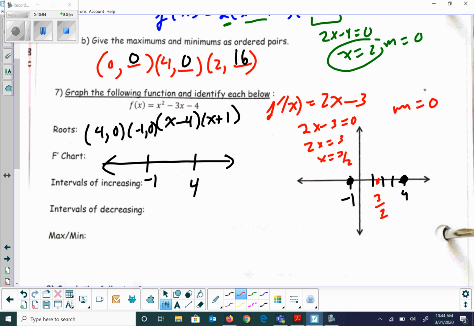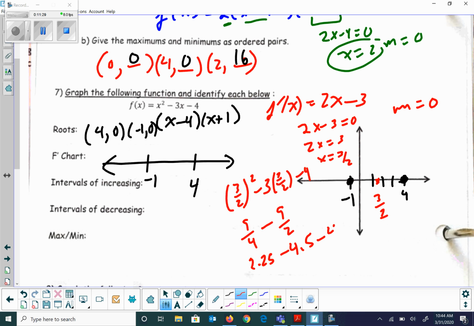So you have to think about what our graph is doing. So if I plugged 3 over 2 into our original, this is going to give me 9 over 4. And I'm just going to convert that. That's going to give me 2.25. And if I multiply -3 times 3, that's -9 over 2. And so that's going to give me -4.5 and then minus 4.